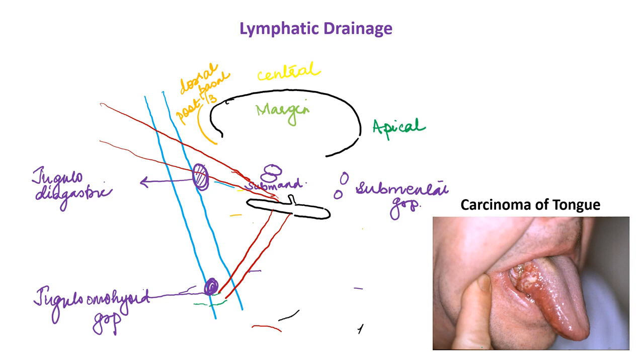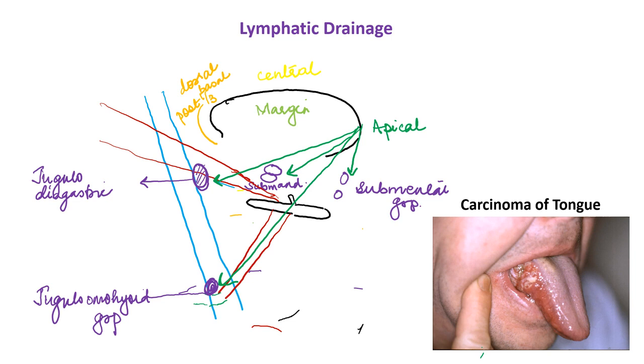The apical group of lymph nodes drain from the tip of the tongue. If there is a carcinoma there, it would drain, or normally the lymphatics drain to the submental group, to the submandibular group, to the jugulo-digastric, as well as the jugulo-omohyoid group. So number 1 thing to notice is that the apical group is draining to all 4 groups. All right, that is an important thing we need to remember.